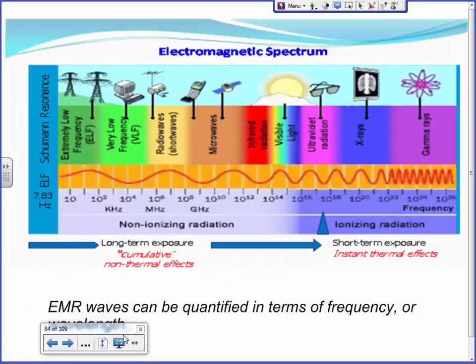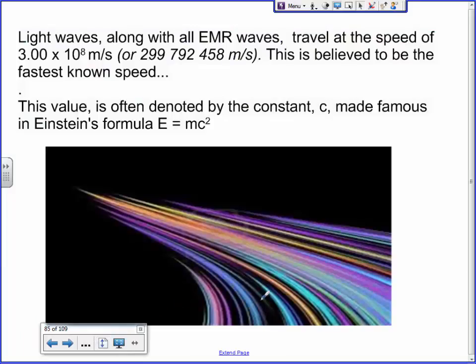Here's another picture of the same sort of thing. In terms of frequency, gamma rays, X-rays, and UV have the highest. I don't want to spend a lot of time on this because we have an entire unit in Physics 30 on the electromagnetic spectrum, but you guys seem to have heard of this before. So, okay, moving on.